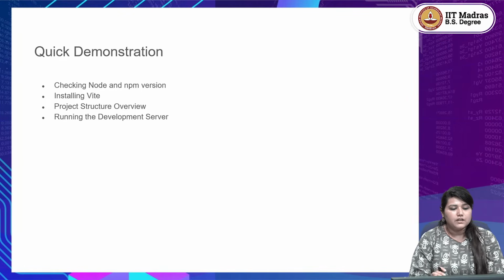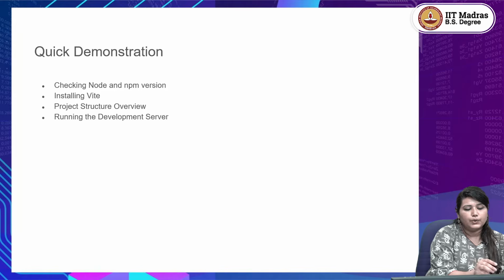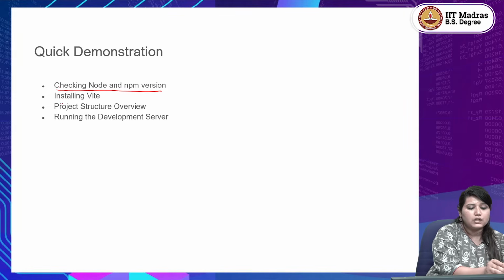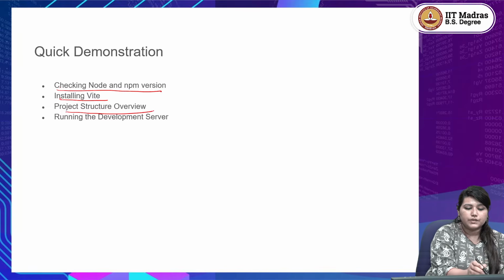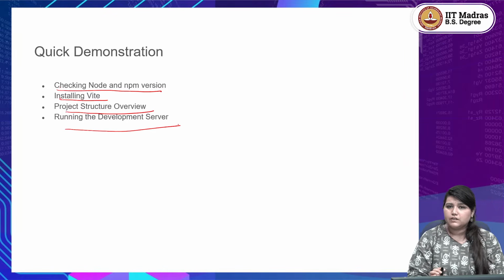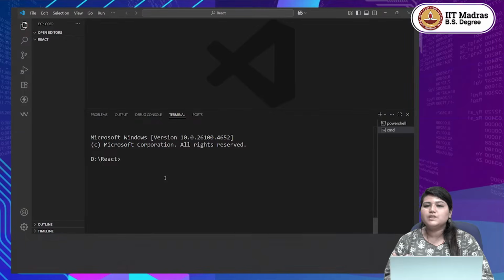So, here we will be checking the node and npm version, then we will be installing Vite, then we will see the project structure overview, then we will see how to run the development server using Vite. Now, let us walk through the setup process using Vite. First, make sure you have Node.js and npm installed. For that, we will run these commands.